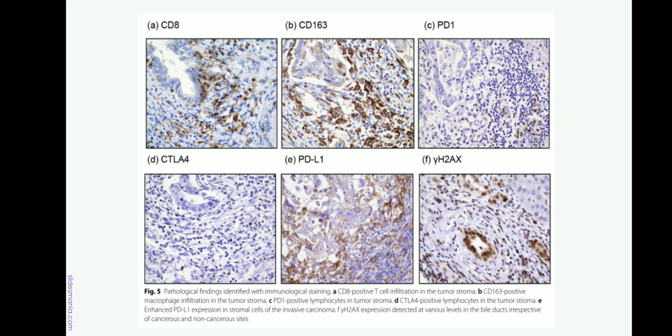Figure D shows CTLA4 positive lymphocytes in the tumor stroma. And figure E is enhanced PDL1 expression in stromal cells of the invasive carcinoma. Figure F shows gamma H2AX expression detected at various levels in the bile ducts, irrespective of cancerous and non-cancerous sites.